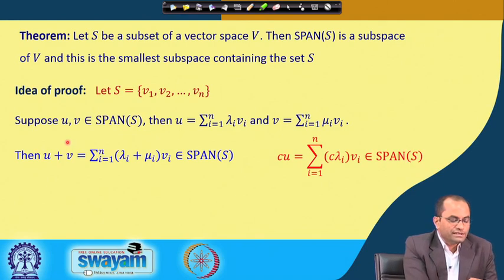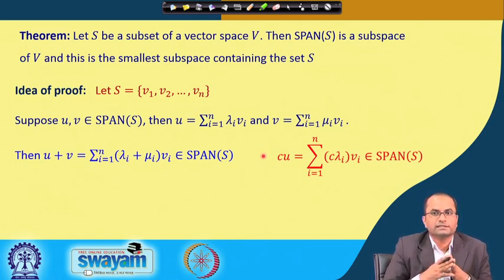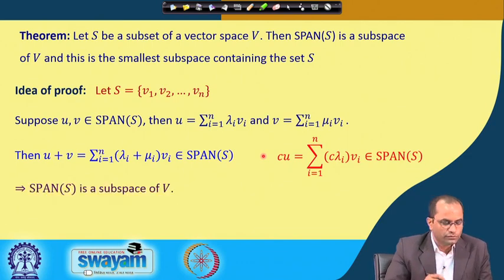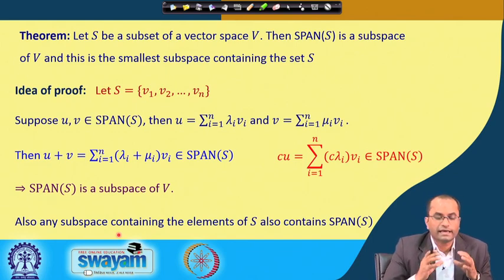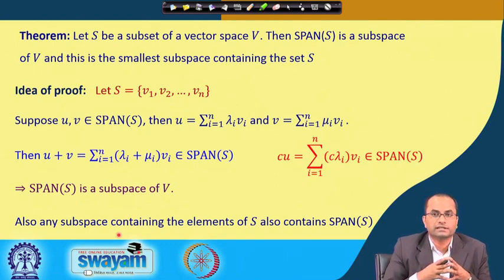So, what we have seen here, the closure properties are satisfied. That means this span S is a vector subspace. So, span S is a vector subspace. And what else we need to show is that any subspace containing the elements of S will also contain span S, and the reason is clear because this span S contains all the linear combinations.